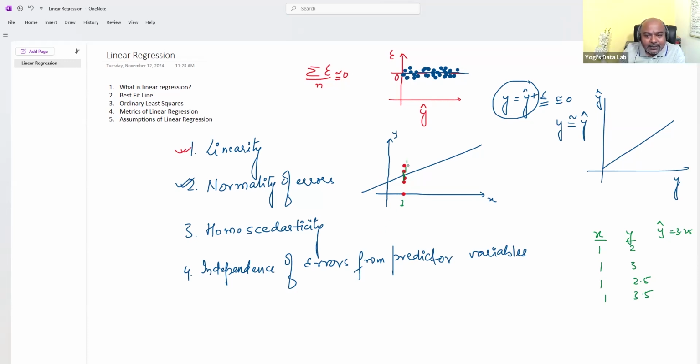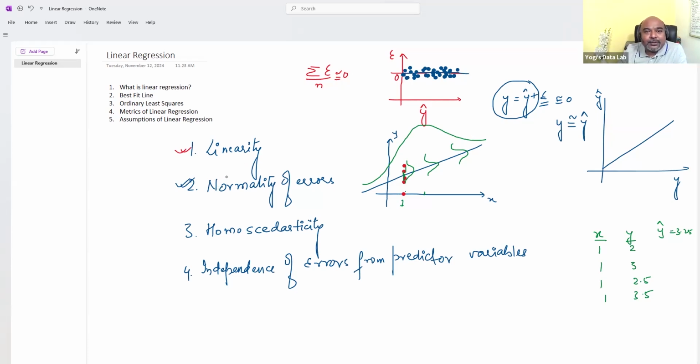So the errors that are coming here will follow a normal distribution. Similarly, for some different value of x, the errors will follow a normal distribution. Similarly, here it will follow a normal distribution. So since throughout my regression line I see a normal distribution, it means that across all the points in my regression line, the errors are going to follow a normal distribution. That is normality of errors.